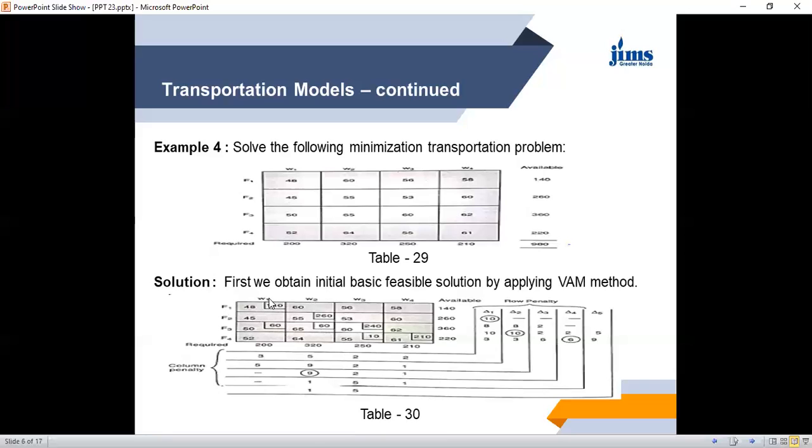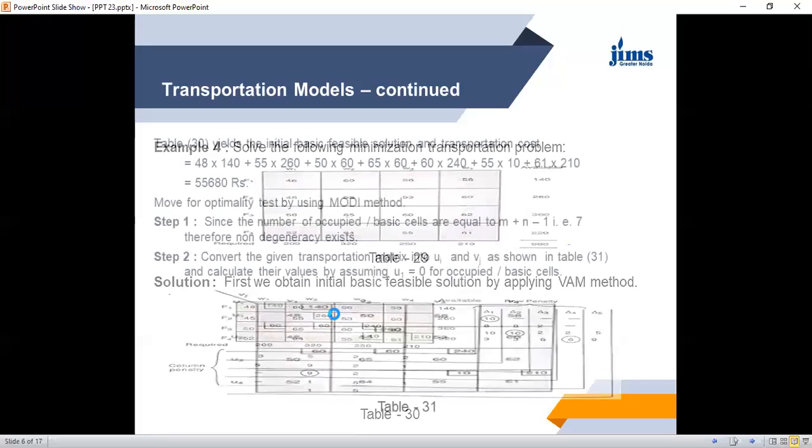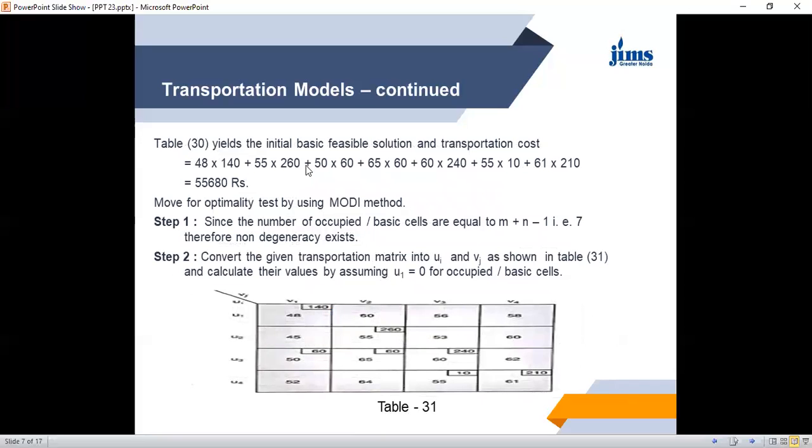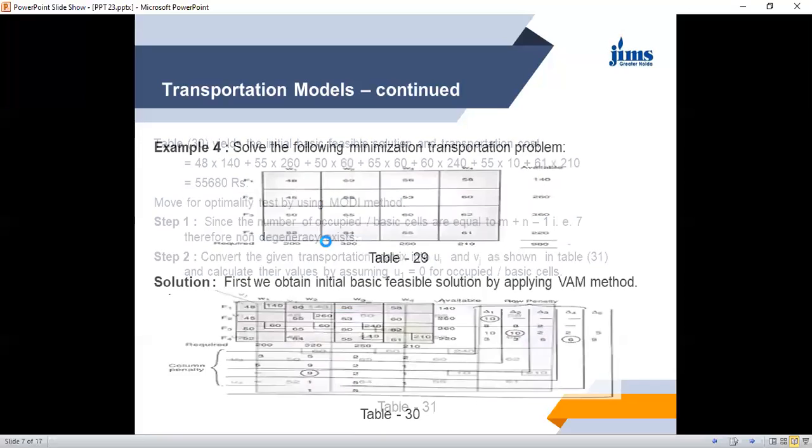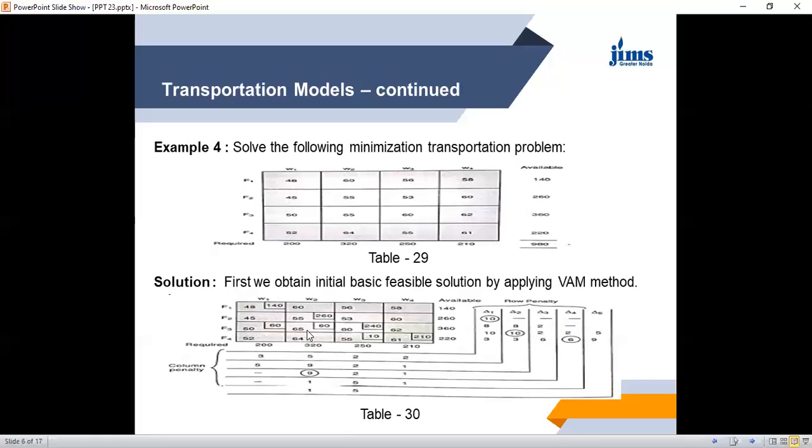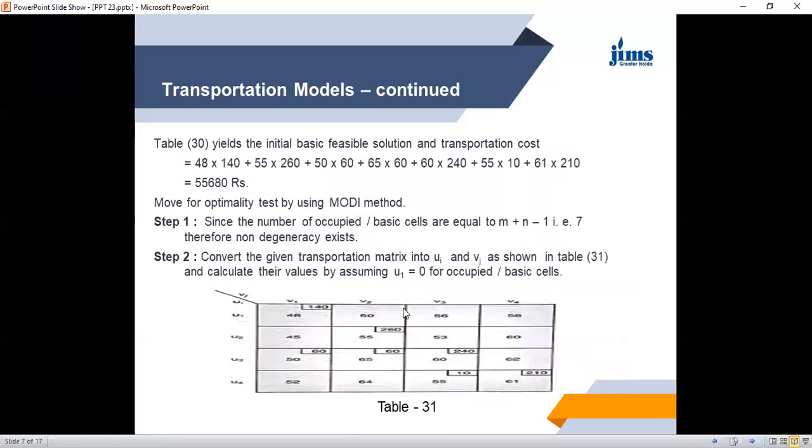From factory 1 to warehouse 1, 140 units are transported at a cost of 48 per unit. So cost is 48 into 140. Here it is 55 into 260. See here, 48 into 140, 55 into 260. Similarly, 50 into 60 plus 65 into 60 plus 60 into 240. Likewise, all allocations are made, and the initial transportation cost is 55,680.